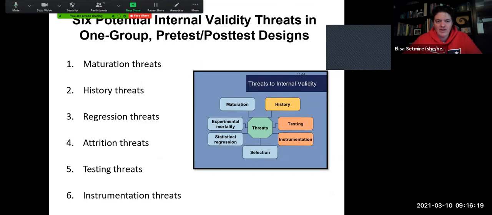And we can look at this in a couple of other ways, some other things that are talked about in this chapter. 6 potential internal validity threats that we can see in one group pre-test, post-test designs. So these designs are very vulnerable to quite a few different errors or threats to internal validity. So let's look at each one of those. There are 6 of them: maturation threats, history threats, regression threats, attrition threats, testing threats, and instrumentation threats. Instrumentation, that's a tough one to say. So we'll look at some of these different threats to internal validity that we would see, especially in something like a pre-test, post-test, one group design.